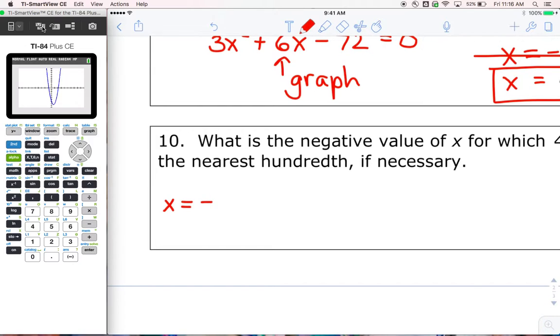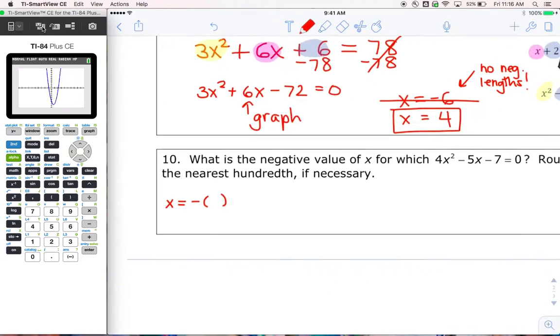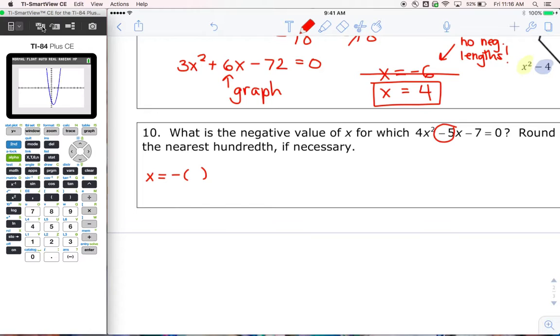Okay, we're going to do negative b, and in this case, b is negative 5, plus or minus the square root of b squared, so negative 5 squared, minus 4 times a, which is 4, times c, which is negative 7. All of this is over 2a. Now if you need to pause and actually write this down or look at the formula chart, that's fine. So let's clean it up here.